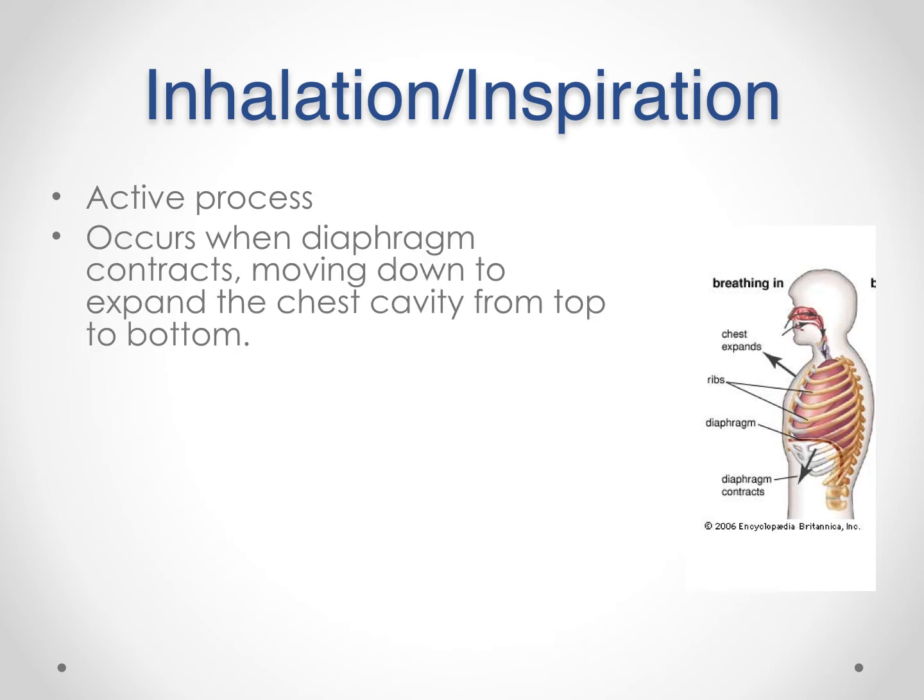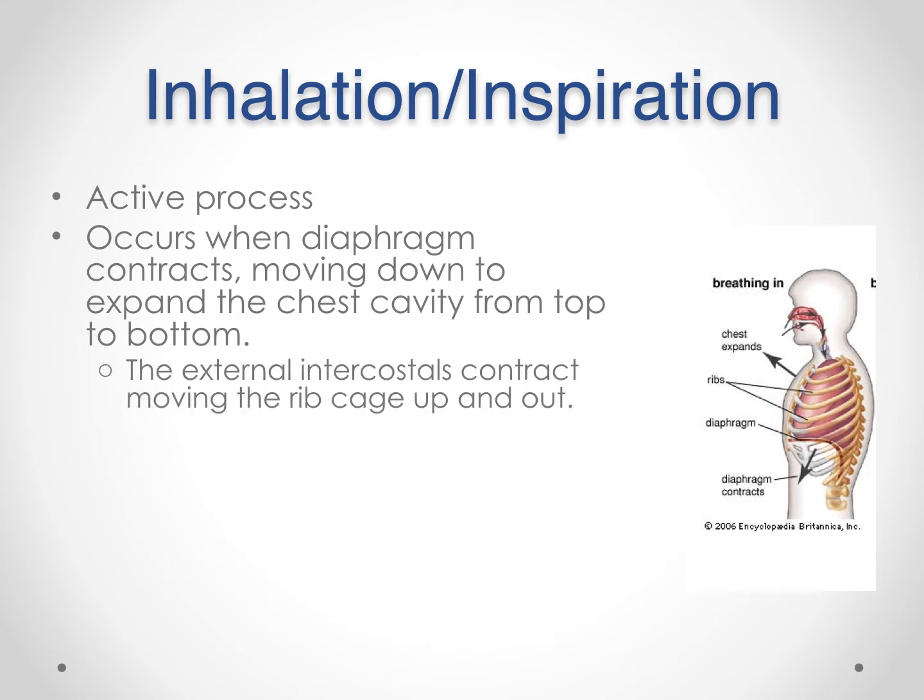So when the diaphragm contracts, it moves down in order to expand the chest cavity, kind of like that accordion example we talked about way back in semester 1. And your internal and external intercostal muscles will contract, moving your rib cage up and out. If we were in class together, I'd ask you to wrap your hands around your rib cage, take a nice big deep breath in, and note what happens to the rib cage as you do so.